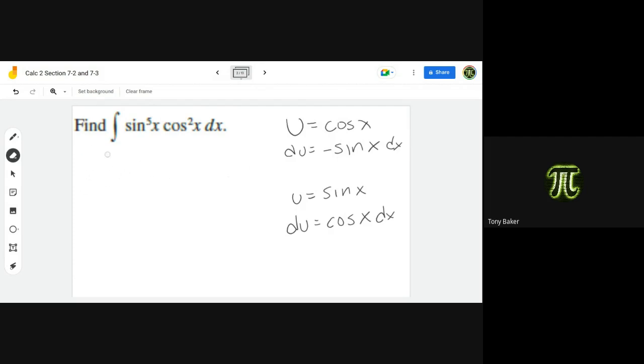So if you look at them, we have a 5 and a 2 here. He took the 2 and changed it to sines. You just break out the sine? Yes, that's exactly what I'm going to do. I'm going to take one of those sines out, and I'm going to have sine to the fourth x, cosine squared x.